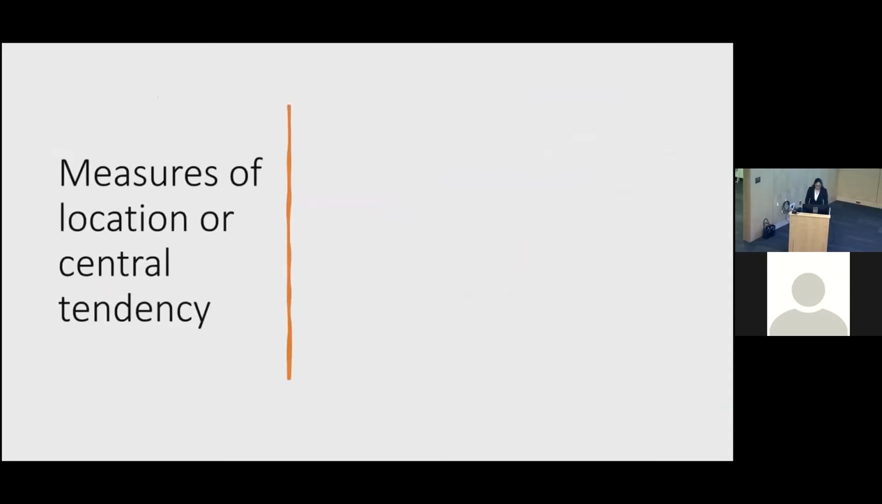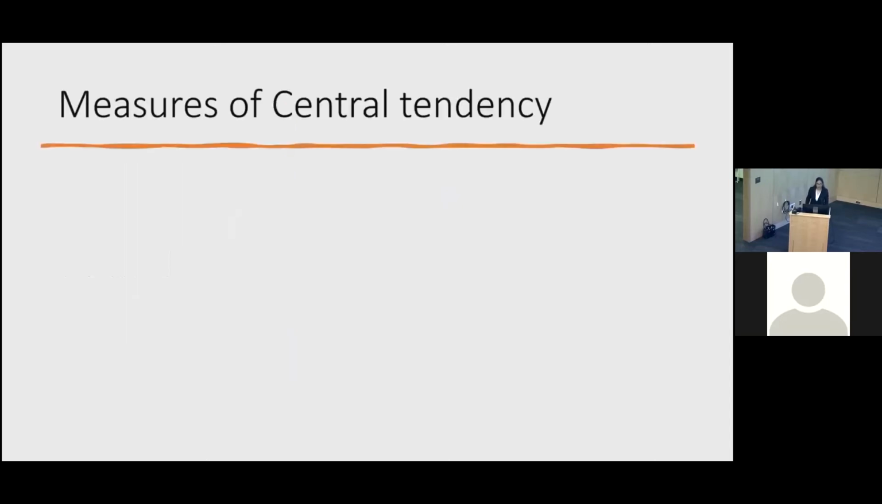All right, so let us look at the measures of location or central tendency. The measures of location or central tendency tell you where the data lies and where the trend lies. The three measures of central tendency are the mean, median, and mode. I'm sure a lot of you in this room are familiar with how to calculate the mean, but I will just quickly go over it. Basically, the mean is the sum of observations divided by the number of observations.